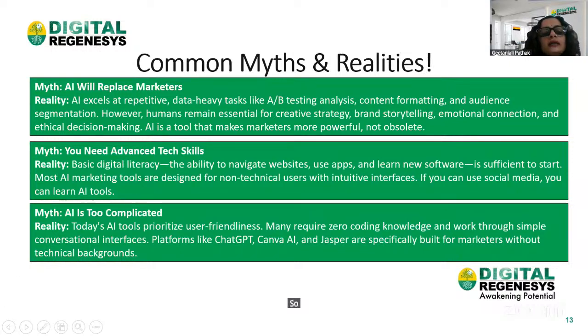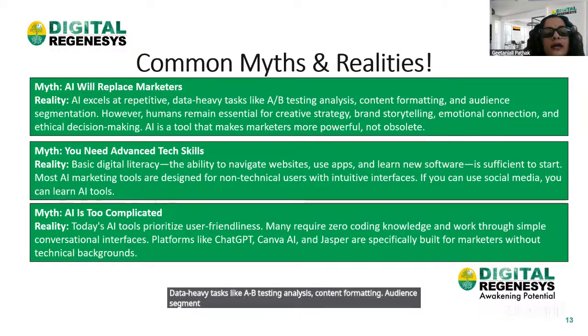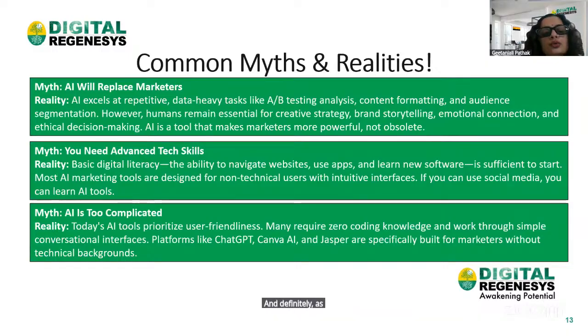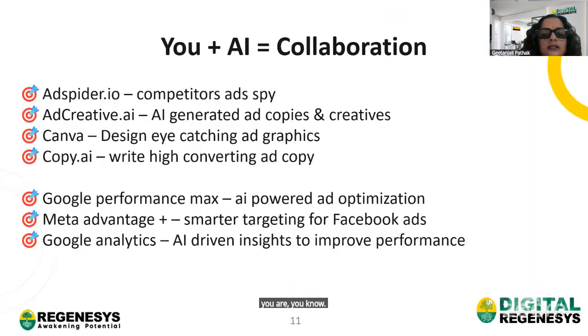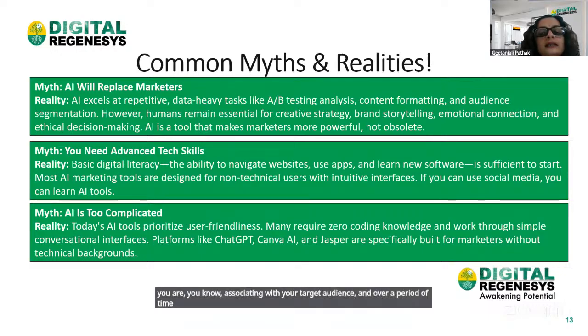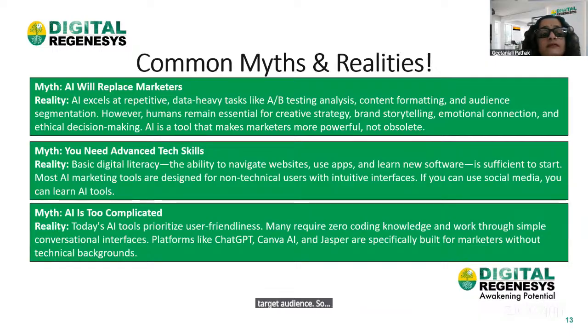So your AI excels at repetitive, data heavy tasks like A B testing analysis, content formatting, audience segmentation, where there is no replacement. And definitely, as a human intervention, you will be using those tools and platforms where you are talking about your brand, you are making brand stories, you are associating with your target audience, and over a period of time you are building that emotional connect with your target audience. So AI will never replace any smart marketer.